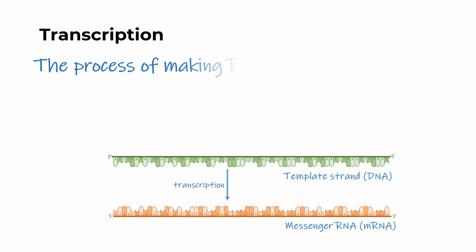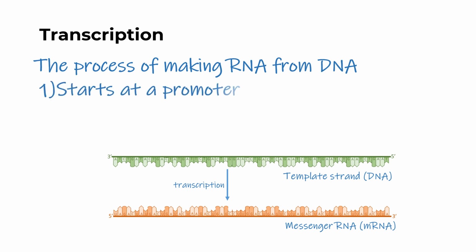Transcription is the process of making RNA from DNA. Before transcription begins, the cell must decide which recipes or genes to access. We will get into some of the details of that later. For now, we are focusing just on what happens once that decision has already been made. Transcription starts at a region of DNA called a promoter. Remember that. Transcription begins at a promoter.